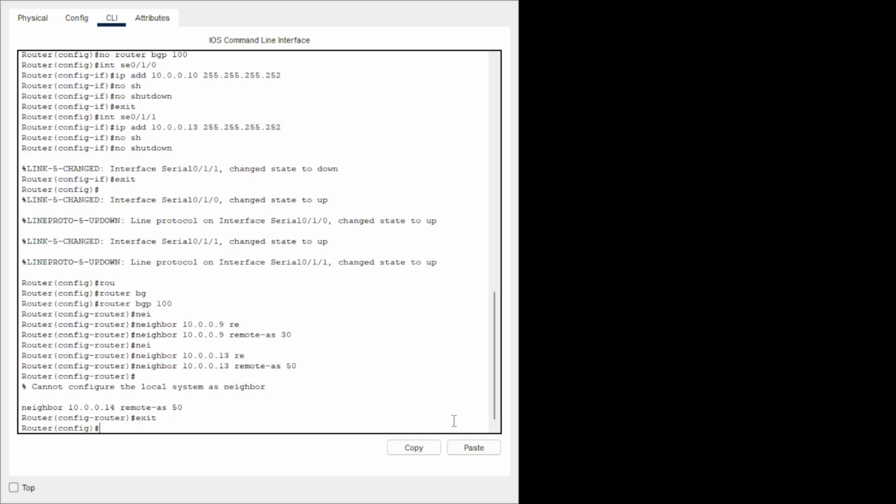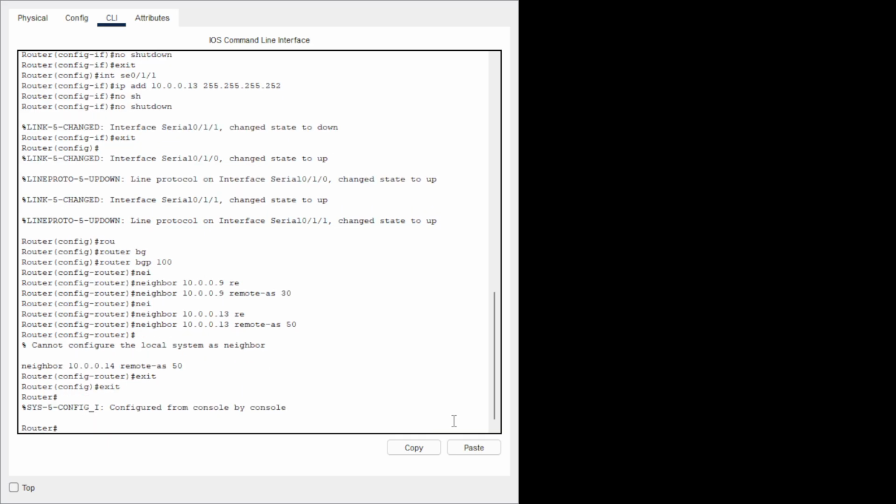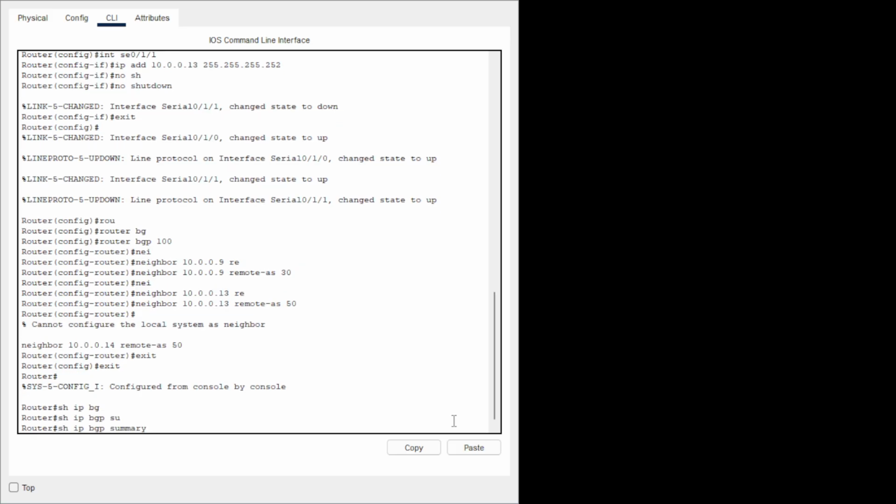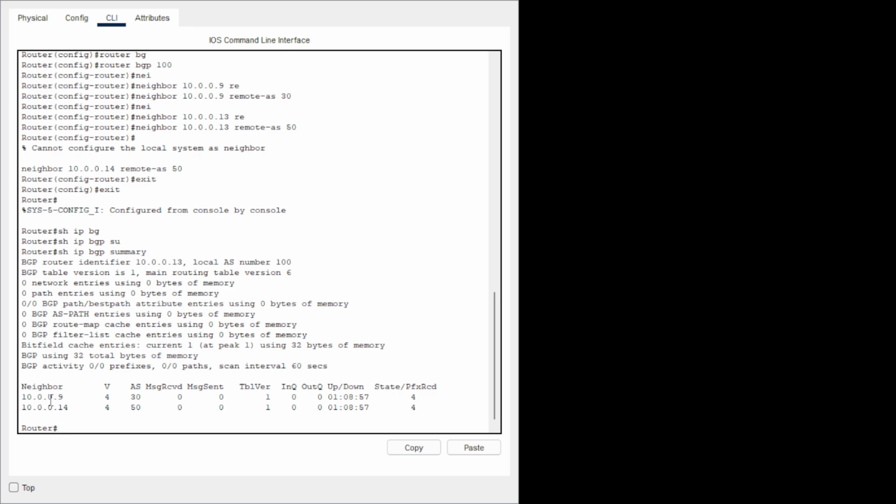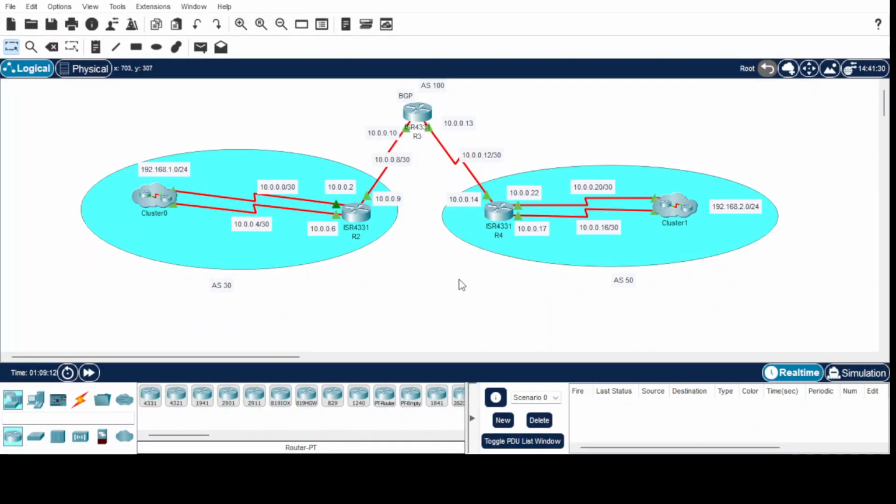So we can check our configuration here. Show IP BGP summary, neighbors are 10.0.0.9 and 10.0.0.14, which is correct. So switching off the router 3 screen, back to our main screen. So here at the BGP router we have defined the BGP neighbors at the corresponding interfaces. Now we have to again configure BGP at the respective edge routers.